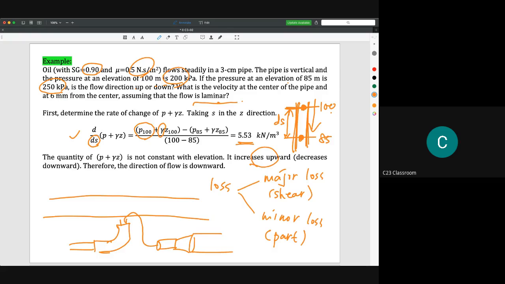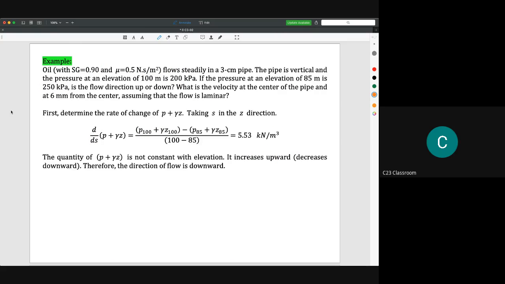If you talk with the engineers about this, you will find that they will not use the terms major loss and minor loss to describe the losses. They will describe it as a pressure drop.